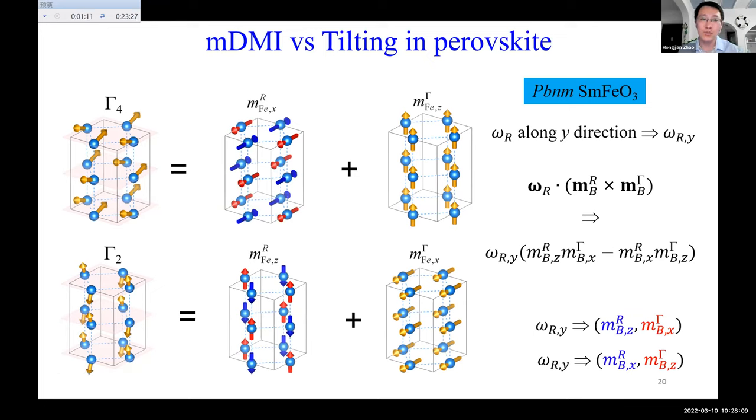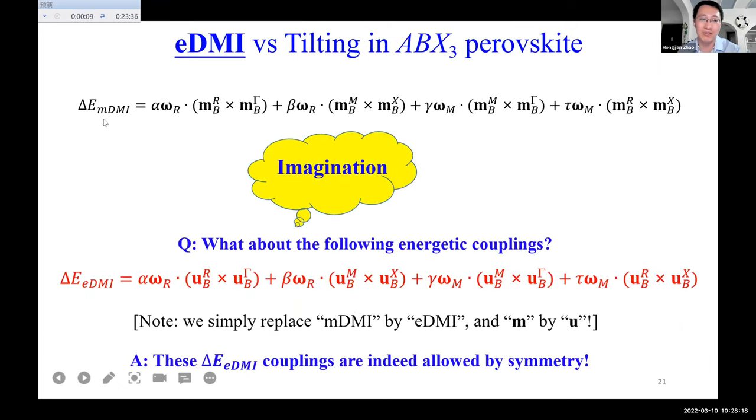Then let's do the following. Starting from the formula developed by Professor Bellaiche, we change the M to E so that the magnetic DMI becomes the electric DMI. Then we change the M to U so that the magnetic moment becomes the electric dipoles. Then we have a formula like this. The question is, does this formula exist in real materials and is it allowed by symmetry? And if yes, how to prove that?